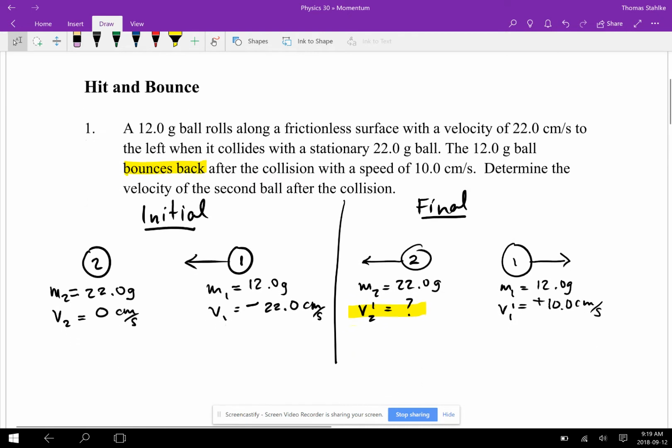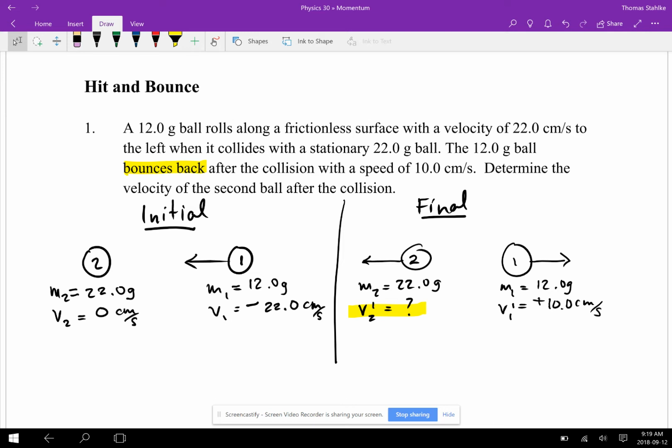I've got this first one here, a hit and bounce question, and I've set up some information like the diagram, the variables that I have, and the variable that I want to solve for. So here we have a 12-gram ball that rolls on a frictionless surface with a velocity of 22 centimeters per second to the left. And it's important that we have these directions indicated.